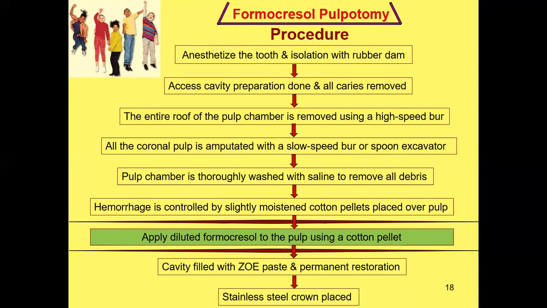Then the cavity is filled with zinc oxide eugenol paste and given a permanent restoration, followed by the placement of the crown. So this is the procedure for a single visit formocresol pulpotomy.